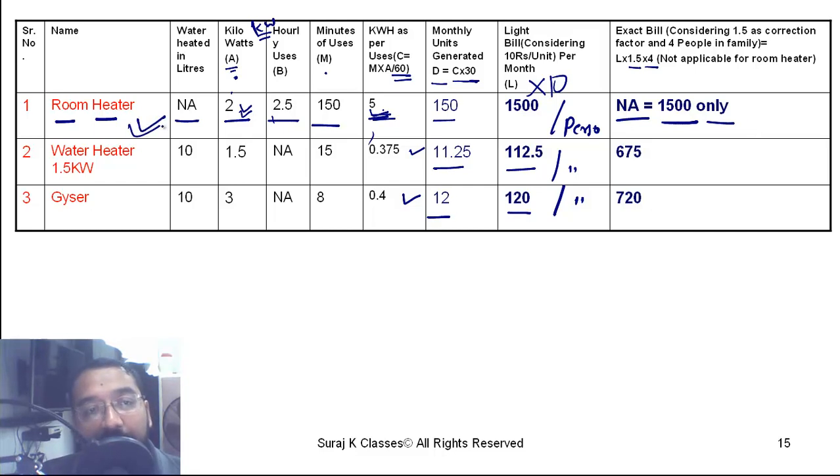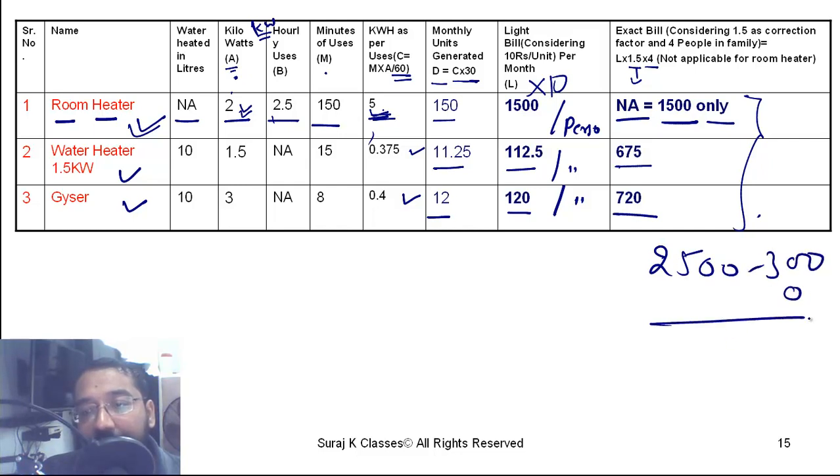You are using the room heater as a single family, single room heater. Secondly, this is applied for these two, the water heater and geyser, because water cannot be shared. 10 liters of water you are heating for yourself for bathing, you cannot share it with another person for bathing. So all four people will heat 10 liters of water each, 40 liters of water. It is the correction factor, because your family may be using heated water for other applications as well, maybe for washing utensils, washing clothes, or many other applications in this winter season. So accordingly I have considered this correction factor, and you will have to pay this much of a bill. If you are using all these three items, then maybe you will be paying around 2,500 to 3,000 rupees in your electricity bill. So this is the general, approximate calculation you can say.